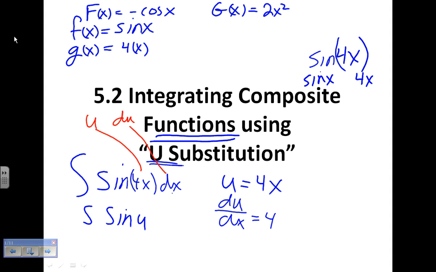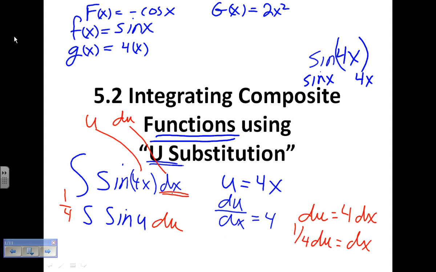So, take a look at something. For every 1 du, it equals 4 dx's. Or another way of looking at it, for every 1/4 du, it equals 1 dx. Does that make sense? That's great. In place of that dx, I can put in 1/4 du.